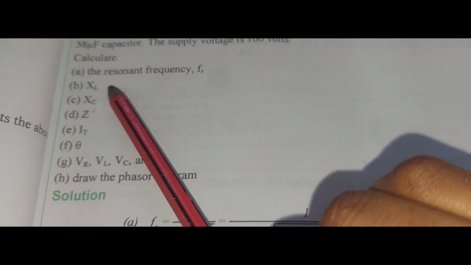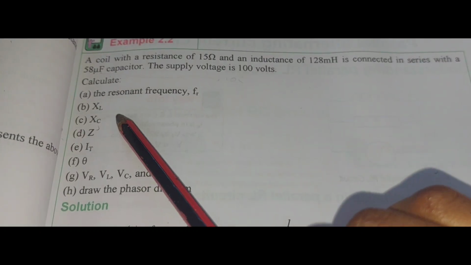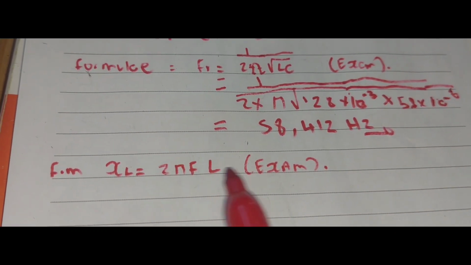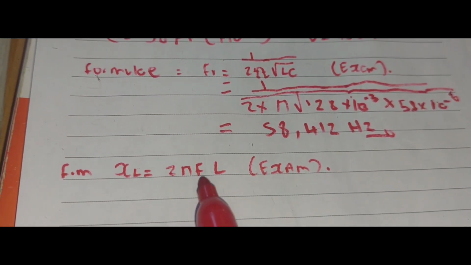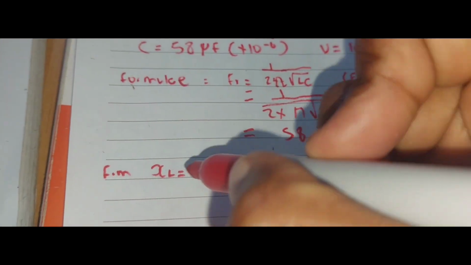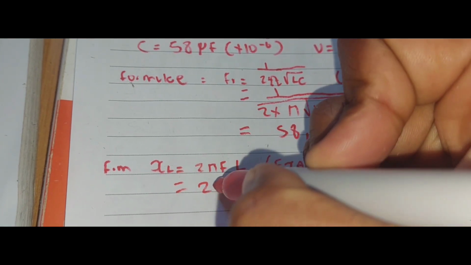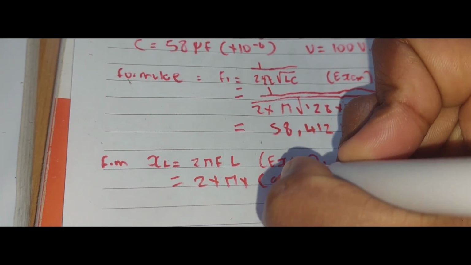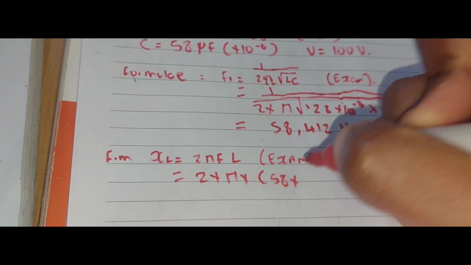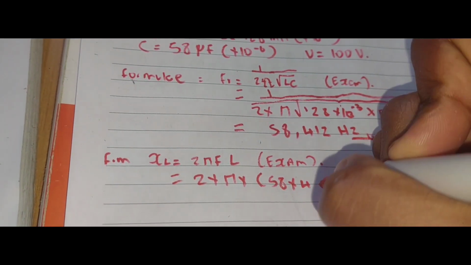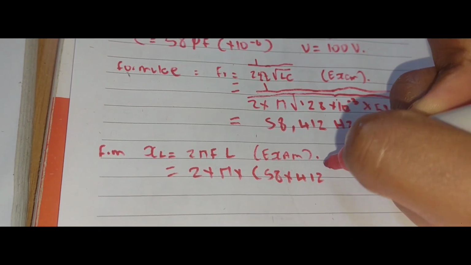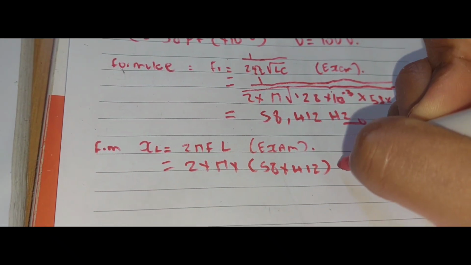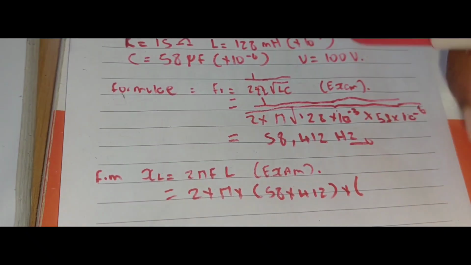And number 2, we are looking for the inductive reactance, which is 2 pi FL, and it will be given in the exam. So it's 2 times pi times frequency. What is the frequency? The frequency is the one we got, 58,412. I made a mistake there. It's not times, it's a comma.